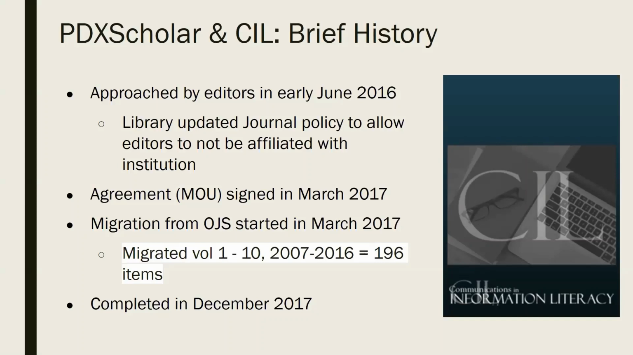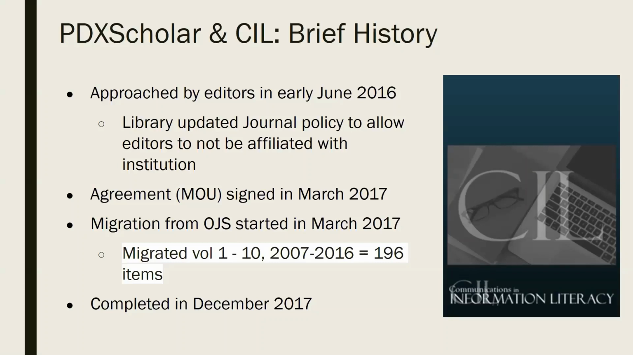So in order to migrate the past volumes and the issues, the CIL editors needed to provide us with access to their OJS backend. We needed to understand how OJS worked before we could actually go and migrate the content. So we started this migration in March and we completed it in December. And as you can see, we migrated 10 volumes, which was 196 items.